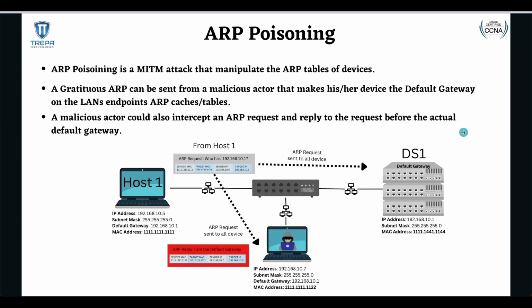Now, ARP poisoning. So ARP poisoning could just be someone sending out that gratuitous ARP, or it could be a man-in-the-middle attack that's going to manipulate the ARP tables of devices. Essentially, ARP poisoning could be someone manipulating that gratuitous ARP, or it could just be host 1 sending an ARP request out, looking for the default gateway, and this malicious threat actor responds before the default gateway responds and says, hey, check it out. I'm the default gateway. Make sure you send to me. And there we have ARP poisoning.